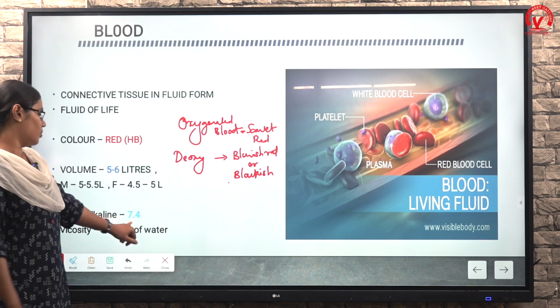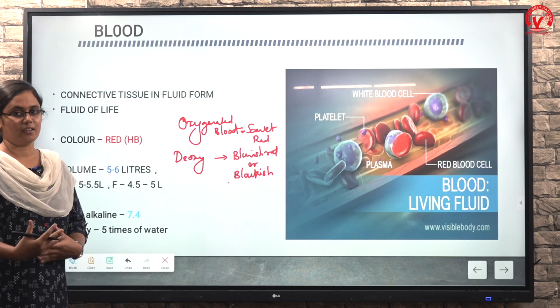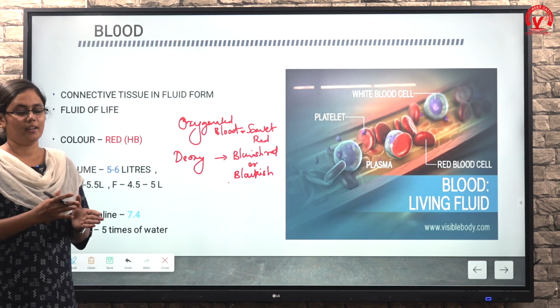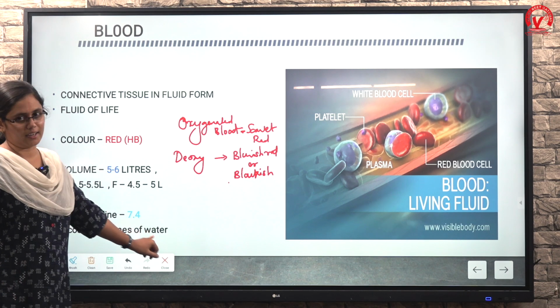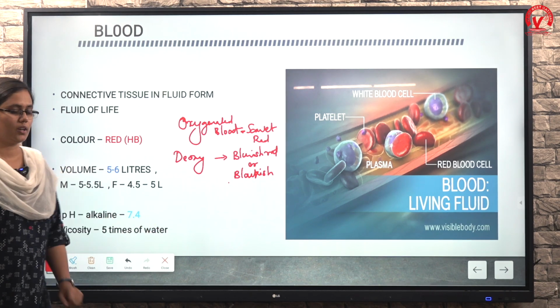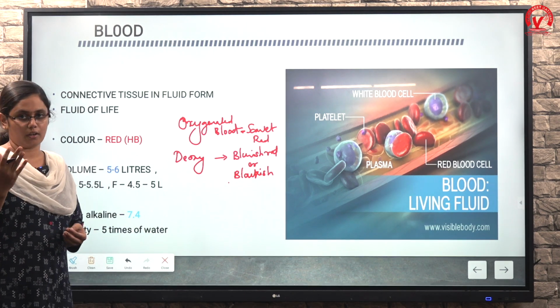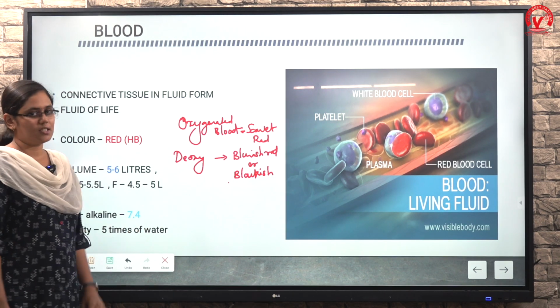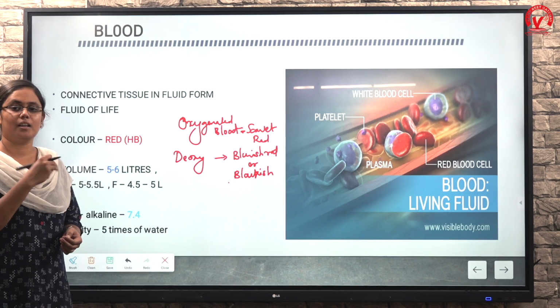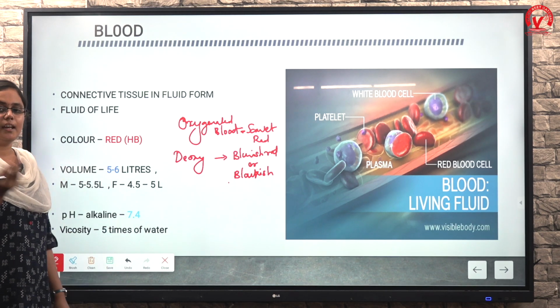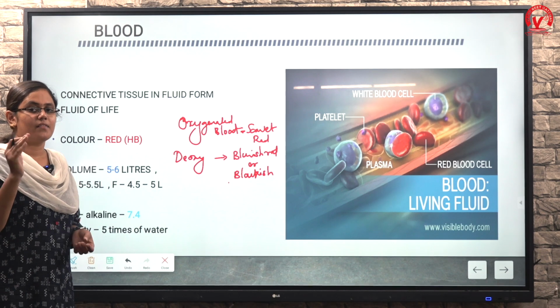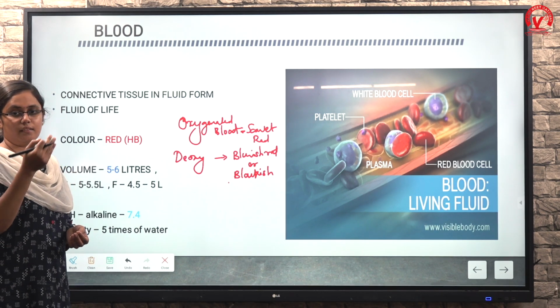So what is the pH of the blood? The blood pH is about 7.4, which is alkaline. So the normal neutral pH is 7, whereas blood pH is slightly alkaline, which is 7.4. And the viscosity of blood is about 5 times more than that of water. The viscosity changes in some diseases like anemia and in dehydration. In dehydration, the viscosity may be more, whereas in anemia, the viscosity will be less.